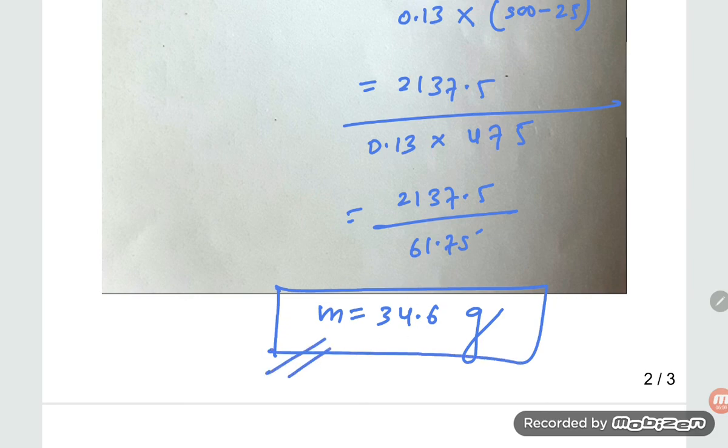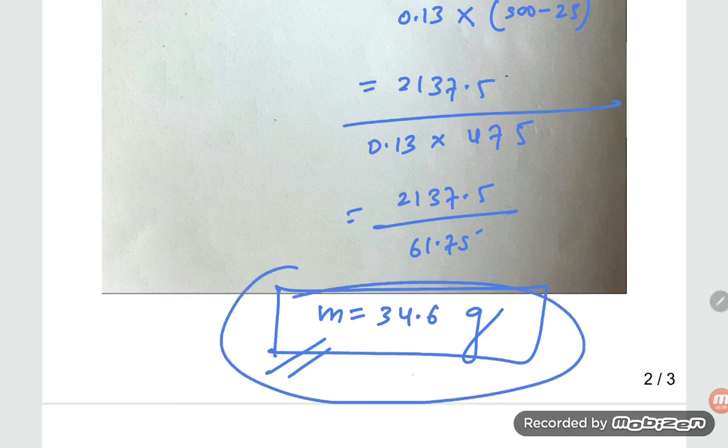If you are heating from 25 to 500 degrees Celsius, the mass of the substance you will get is 34.6 grams. So this is our required answer.